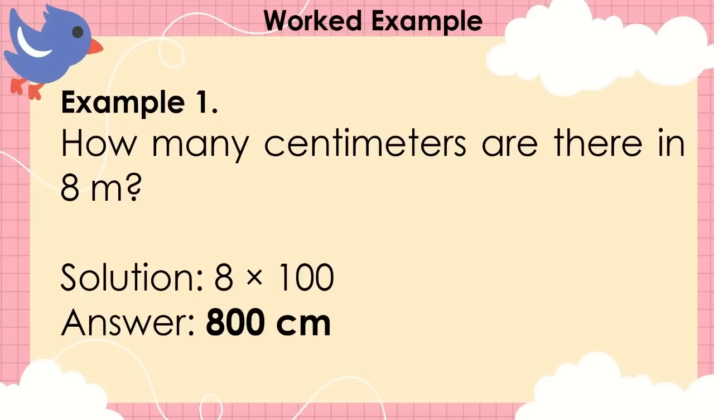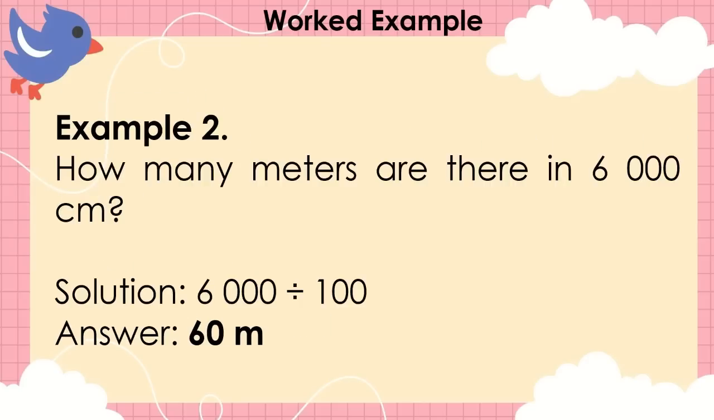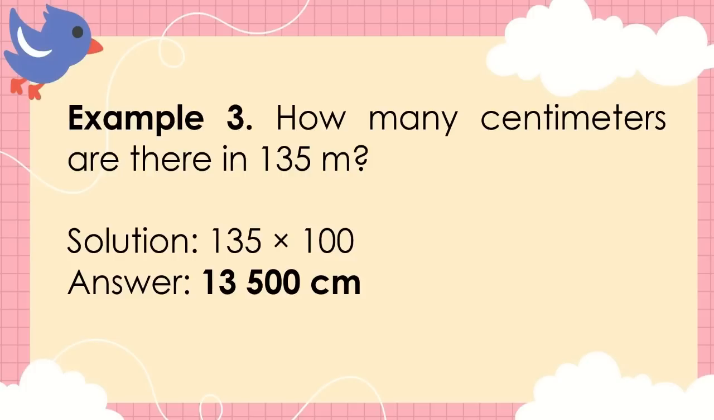Example number 1. How many centimeters are there in 8 meters? Solution: 8 times 100. The answer is 800 centimeters. Example 2. How many meters are there in 6,000 centimeters? Solution: 6,000 divided by 100. Answer: 60 meters. Example 3. How many centimeters are there in 135 meters? Solution: 135 times 100. The answer is 13,500 centimeters.